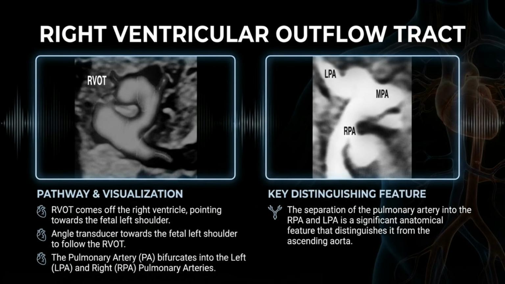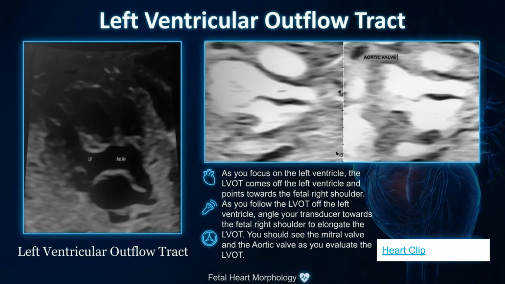The right ventricular outflow tract, or RVOT, comes off the right ventricle and points towards the fetal left shoulder. The key distinguishing feature is the bifurcation of the pulmonary artery into the LPA and RPA. The left ventricular outflow tract, or LVOT, comes off the left ventricle and points towards the fetal right shoulder. When evaluating the LVOT, ensure you see the mitral valve and the aortic valve.